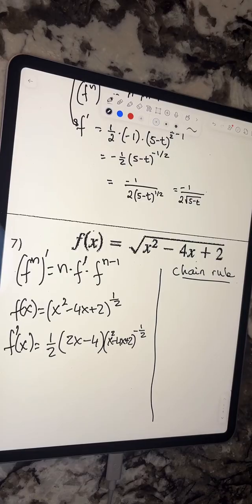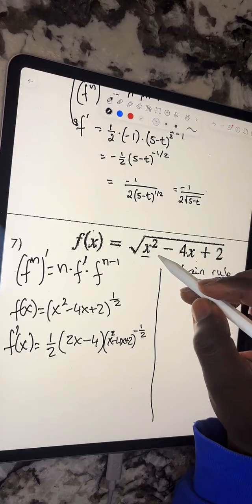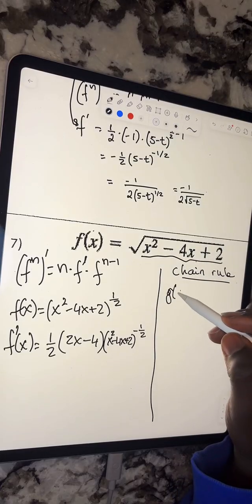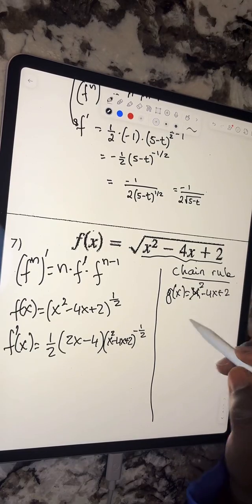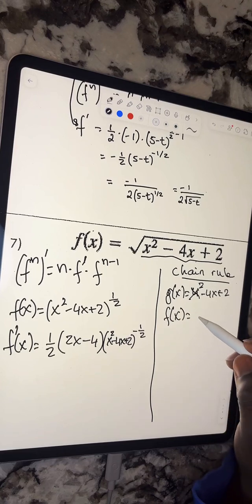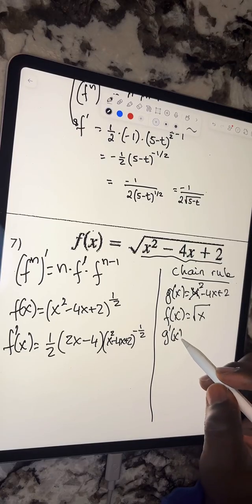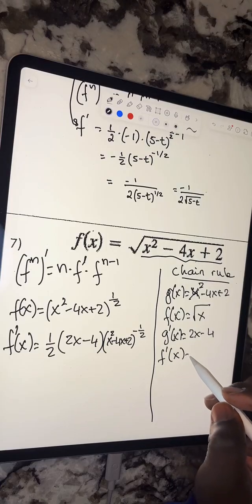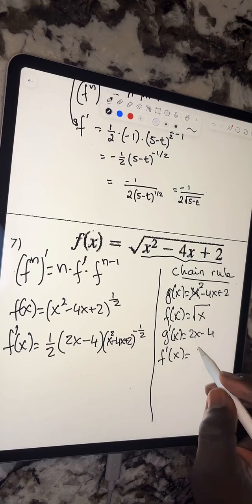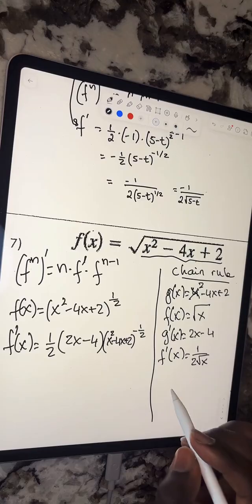Right? That's one approach. Or if you want to use the chain rule, we find the inside function. The inside function is this. So g of x here is x squared minus 4x plus 2. And then my f of x here is going to be square root of x. Which means that g prime here is going to be 2x minus 4. And then f prime is going to be the derivative of square root of x, that's the same as 1 over 2 square root of x. And all I have to do is use the chain rule, finish it up.